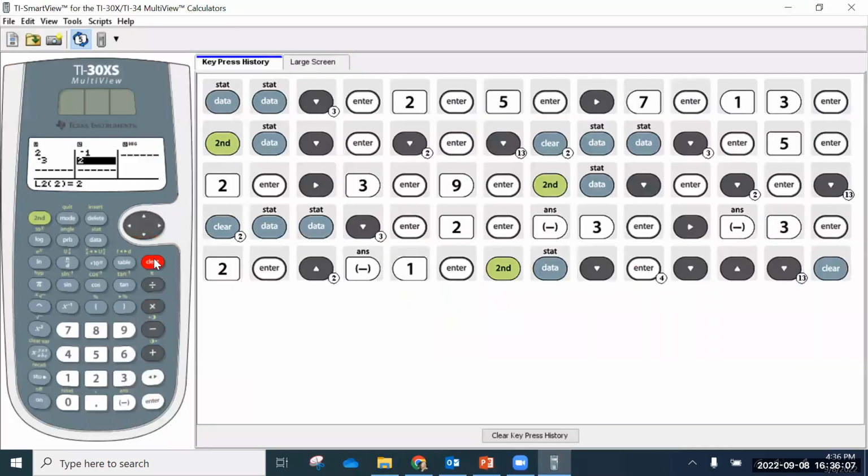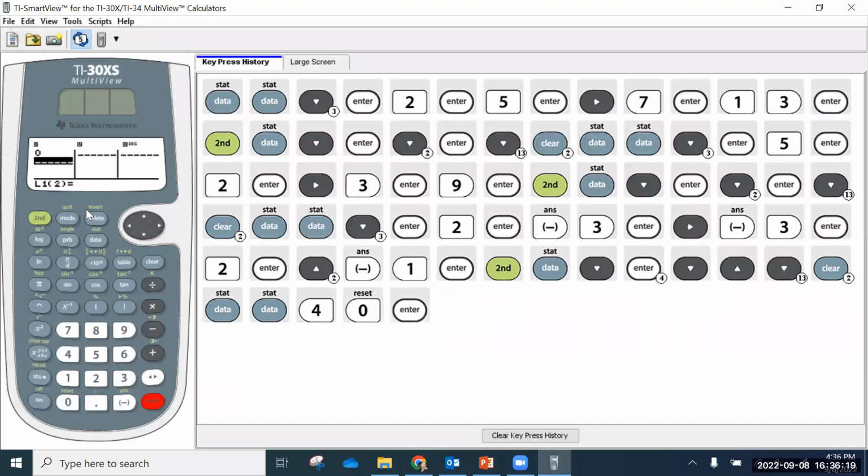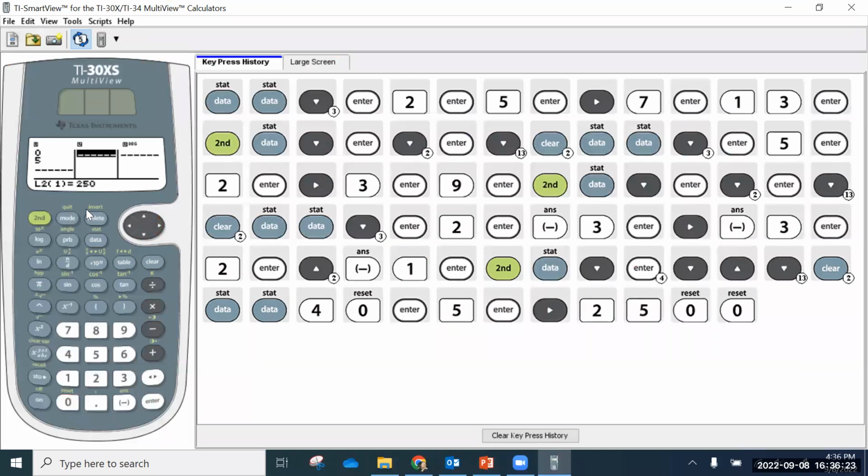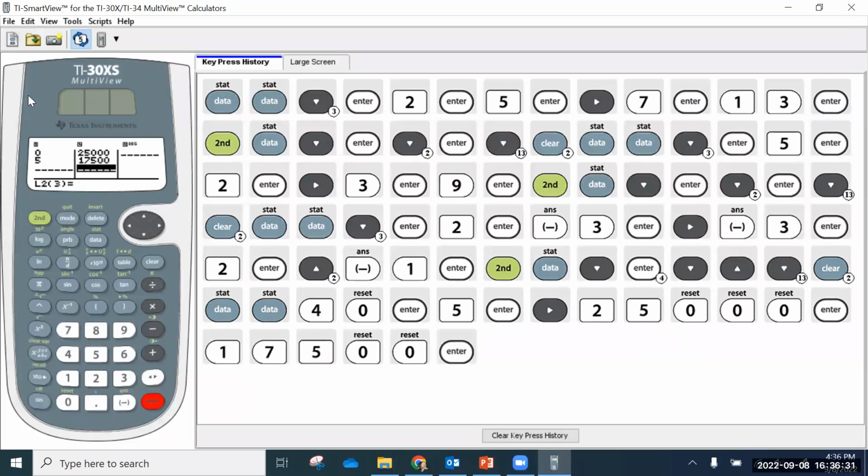Let's put these in here. Data twice. You can just type number 4 if you want to not scroll to 4. And let's input these. We had 0 years and 5 years, and we had $25,000 and $17,500. Do a quick check for typos. We're good. Press second stat.